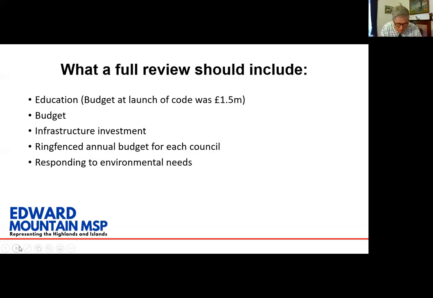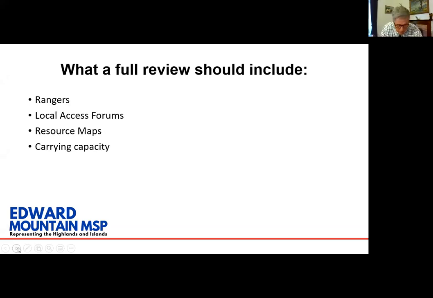And I think there ought to be an annual budget for councils for fixing core and main paths, because at the moment, be under no illusion that core paths are put on the back burner by councils if something more important comes up. And I think we ought to consider responding to environmental needs. And by that, I mean creating temporary sensitive wildlife areas during springtime to allow breeding to take place of birds and mammals. What should it also include in my mind?